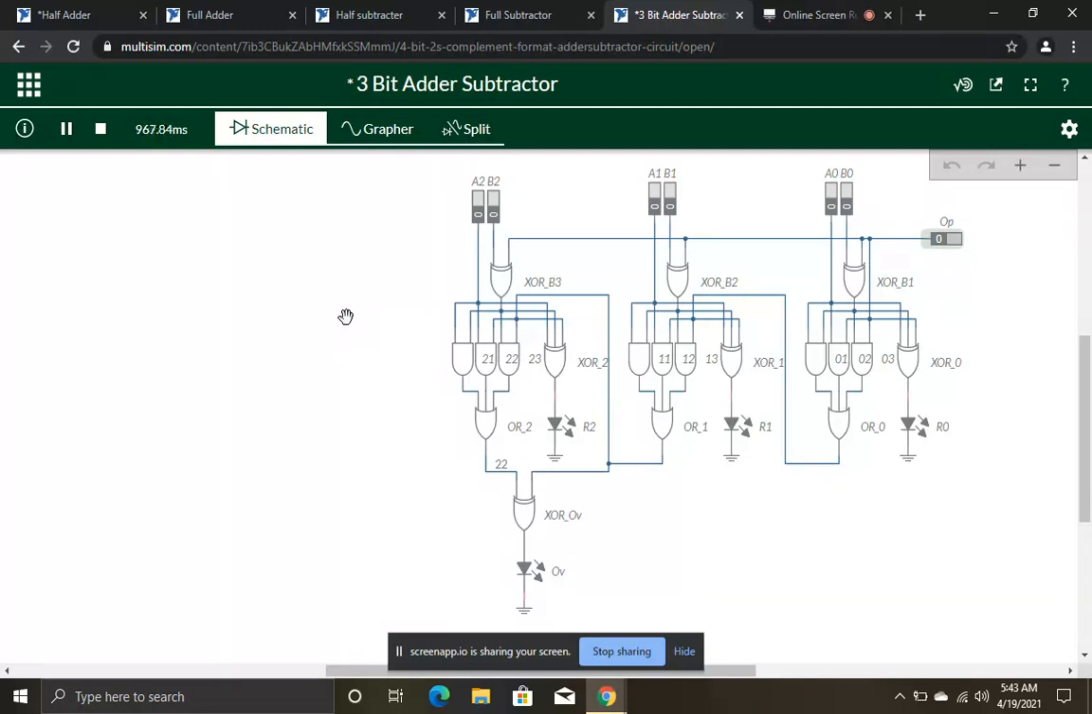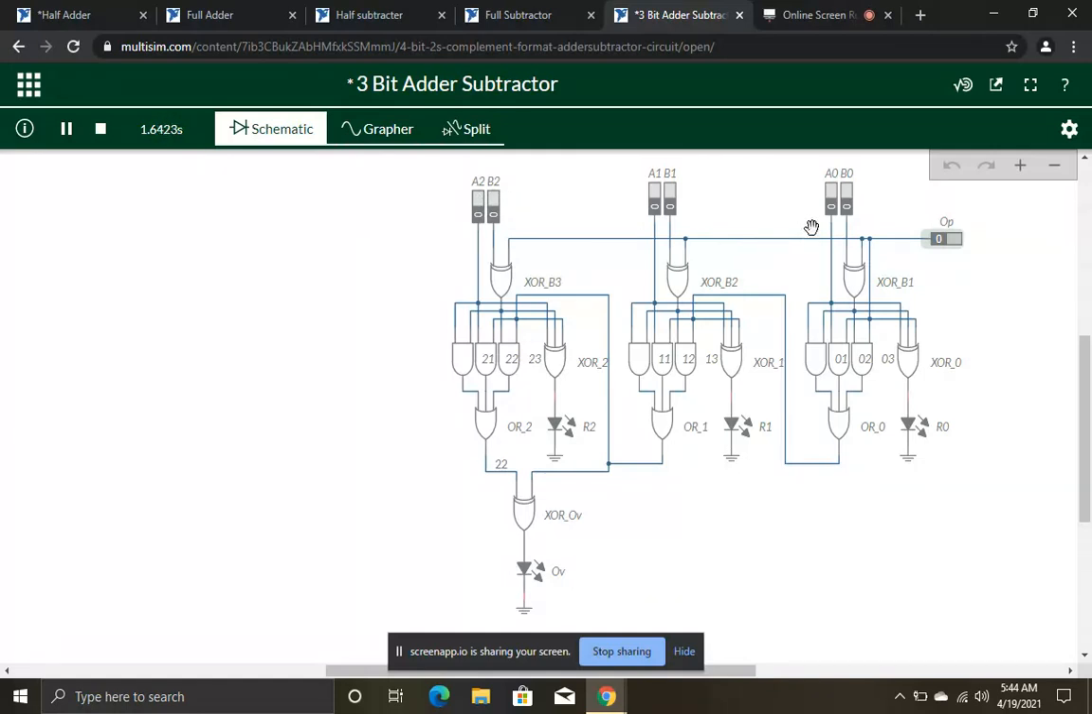If we convert a decimal number into a binary number, there are 4-bit numbers, but in Multisim we don't have a premium account, that's why we use 3 bits. The binary number of 2 is 0 1 0. There are 0 and 1 and 0.